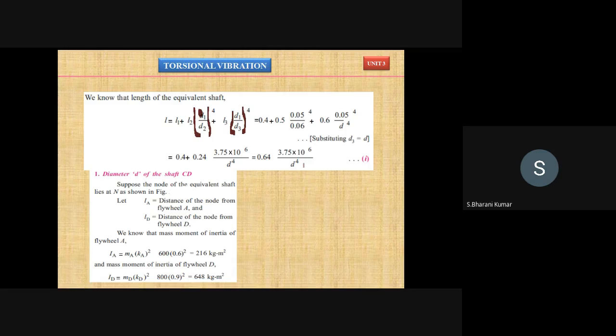Now you want to find out the mass moment of inertia. We have solved one equation, L in terms of d, keep it as it is. Then we find IA and ID, the mass moment of inertia of rotor A and of rotor D. Based on the formula I equal to mk square, we find 216 kg meter square and 648 kg meter square.